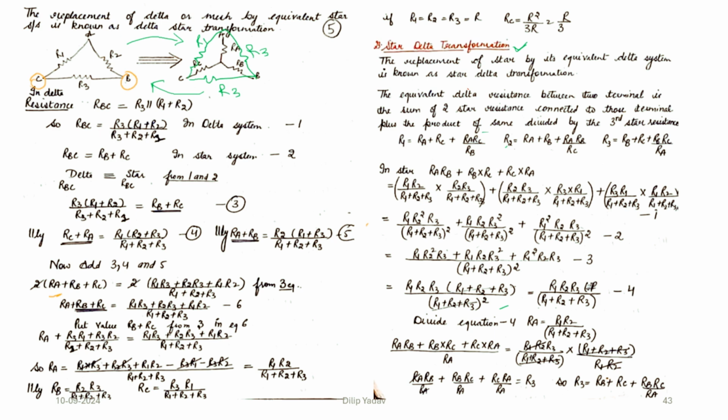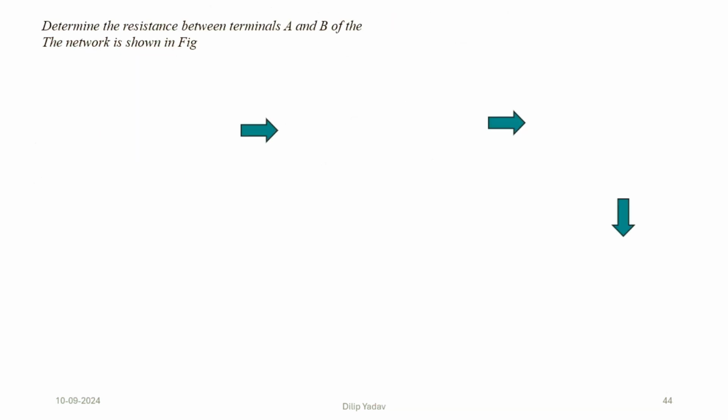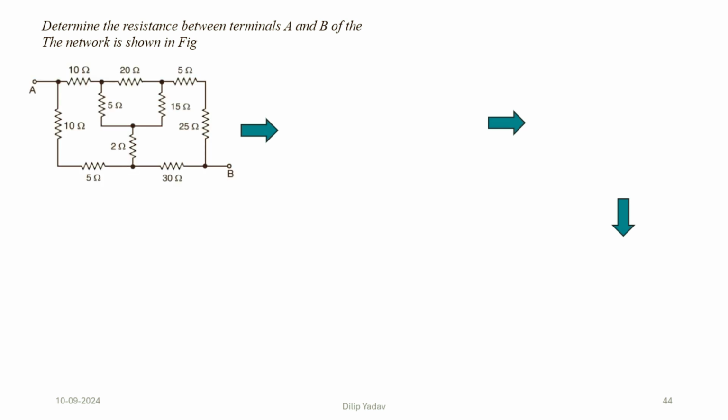Coming to the numerical, one of the numericals we are going to solve. We have this numerical and it was asked to calculate the total resistance across the terminals A and B. A and B is this one.